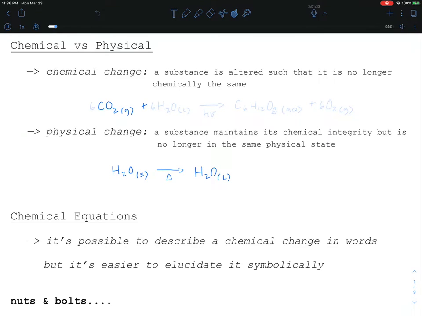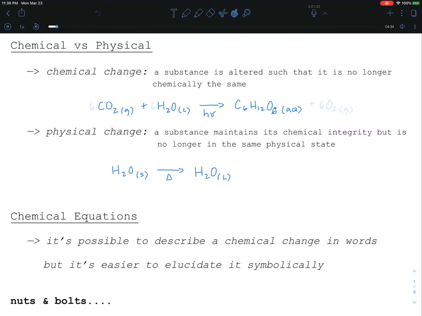So we've got carbon dioxide and we've got water that the plants are going to take in. And the water can be in the liquid phase. That's fine. We're going to take a little light, right? So photosynthesis requires a little light. H nu is our little symbol for that. Remember that from chapter 2. And they're going to make glucose, so C6H12O6. And that will probably be in the aqueous phase, right?